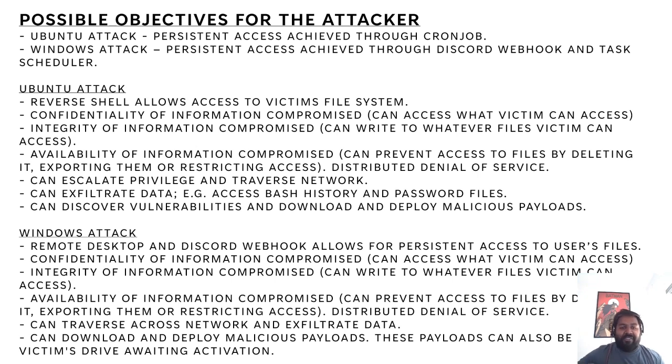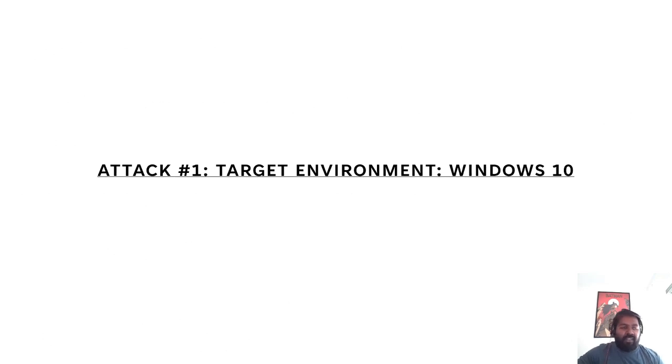I could escalate privileges and traverse the network. I could exfiltrate data. I could access the bash history and password files. I could also discover different vulnerabilities within the system and download and deploy malicious payloads to exploit the system even further. Same for the Windows attack. It's basically a remote desktop, similar to a reverse shell, but I'm using a Discord webhook to send an IP address to my server and RDPing in, and I'm going to use it for persistent access. CIA is compromised in the same way as the Ubuntu attack. I could also traverse across the network, exfiltrate data, and download and deploy malicious payloads onto the victim's system. So attack 1's target environment is Windows 10.